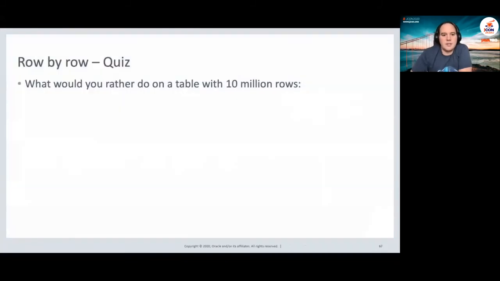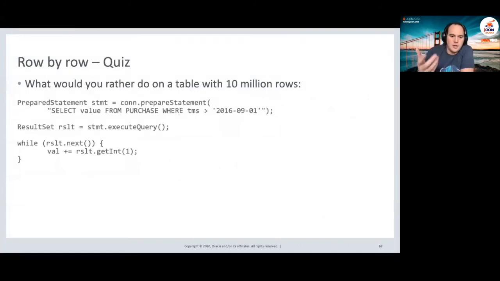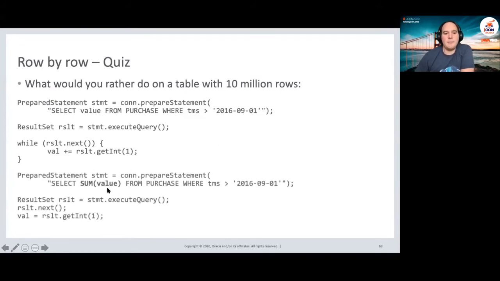Now, next example, row by row, or slow by slow. This goes a little bit further. A little quiz here: what would you rather do on a table with 10 million rows? Would you select my value from my purchase, for all purchases from the 1st of September 2016, get back we don't know how many million rows over the network, and then just sum it up in our application logic? Or would you rather just do a sum on the value and let the database sum it all up and then just fetch one row back?